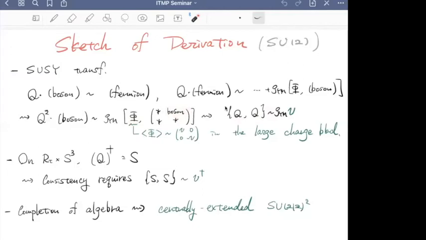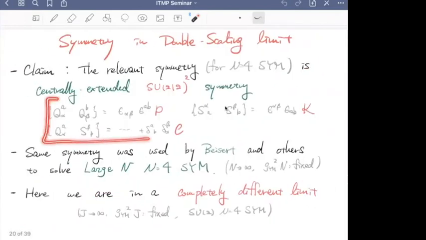And furthermore, on this cylinder quantization, the Hermitian conjugate of Q is given by the superconformal generator S. So by requiring consistency, you can also show that the anti-commutator of S and S is given by V dagger. So S and S is also non-zero. And by completing this algebra, you can actually derive the centrally extended symmetry, which was originally derived by Beisert.